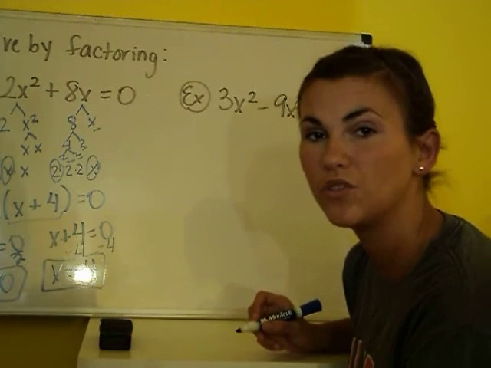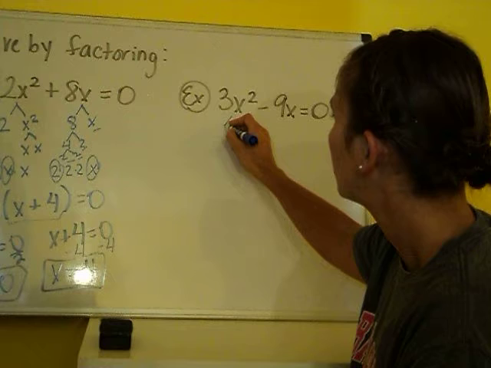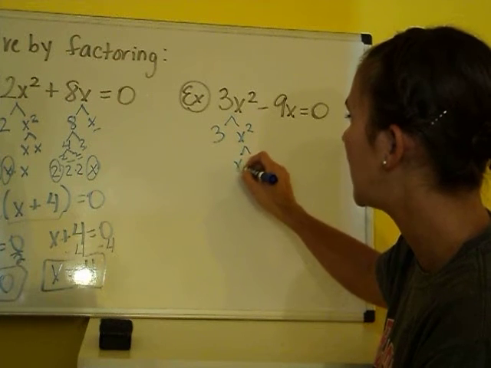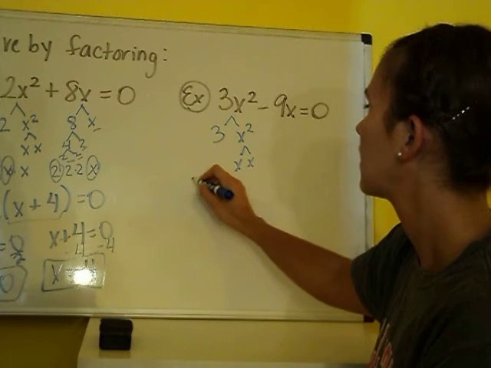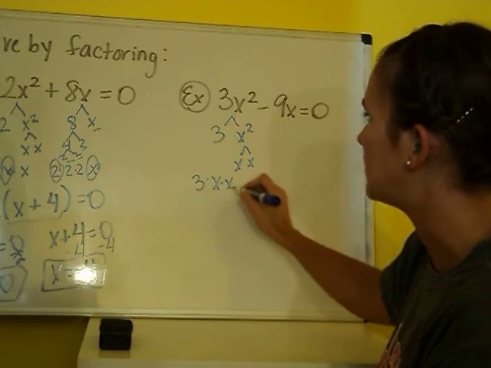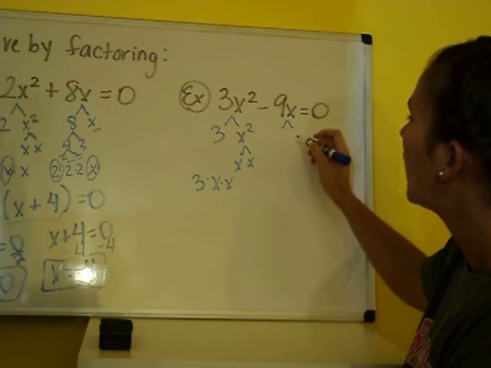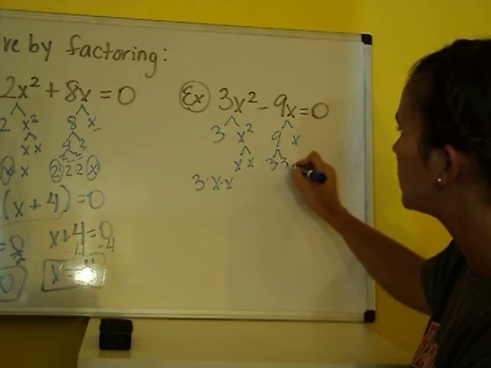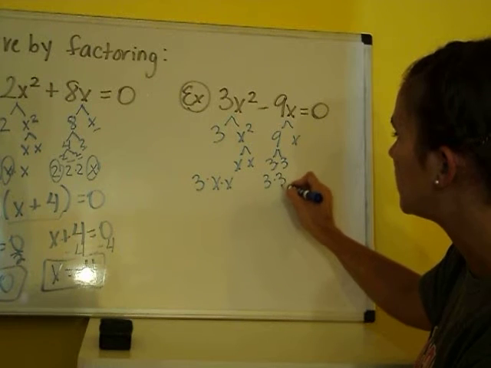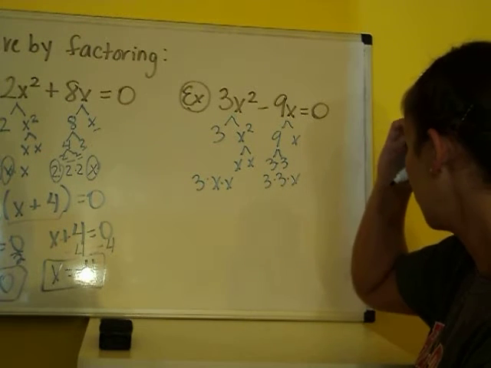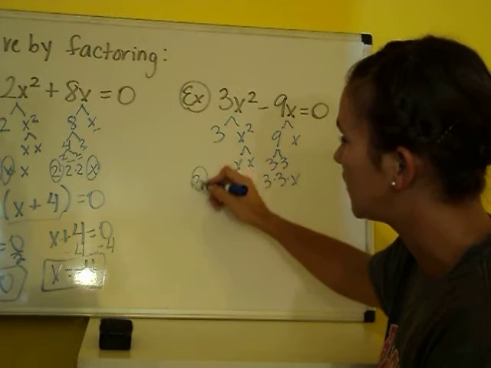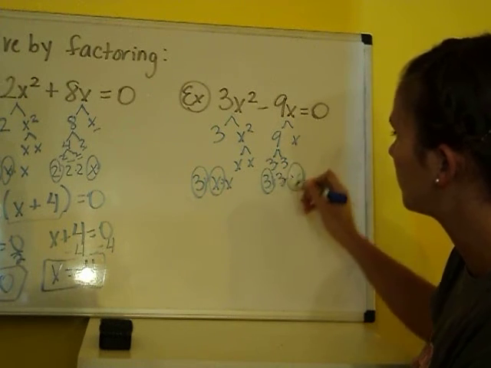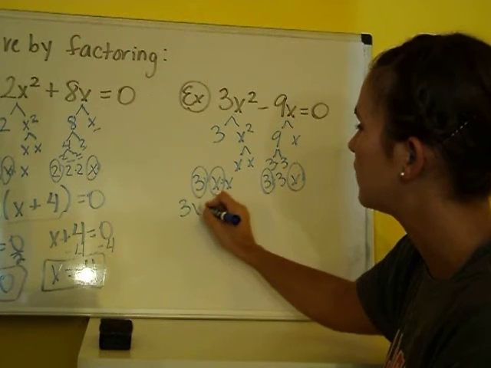So again, we're going to use greatest common factoring. We have 3 times x squared, and x squared is x times x. So I get 3 times x times x. Minus 9x, I have 9 times x. 9 is 3 times 3. So 9x is 3 times 3 times x. Okay? So my greatest common factor, I have a 3 and an x in both of them, which means I can factor out a 3x.